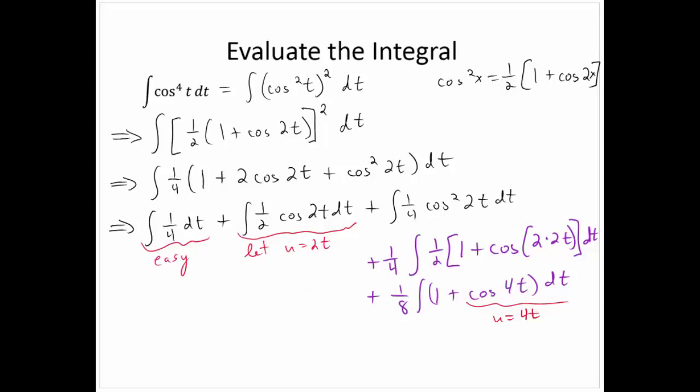So on this first integral, the integral of 1/4 dt, that's 1/4 t. On the second integral, if I let u equal 2t, then du is equal to 2 dt, so I would need a 2, and I would need another 1/2. And so this would become 1/4 times the integral of cosine u du, and so that would be 1/4 sine u. So this would be plus 1/4 sine 2t.